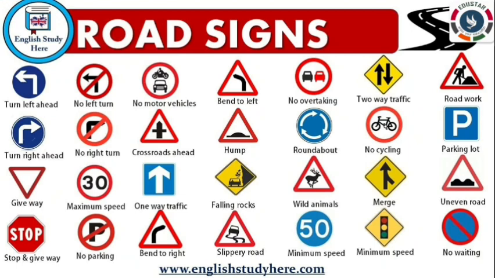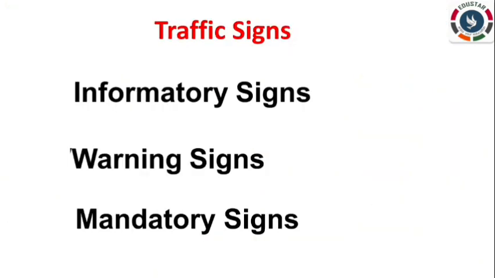Today we will see about the traffic signs. What are traffic signs? The traffic signs communicate the basic rules and regulations of the road through simple graphics that can be understood within seconds. The traffic signs are divided into three types: informatory signs, warning signs, and mandatory signs.